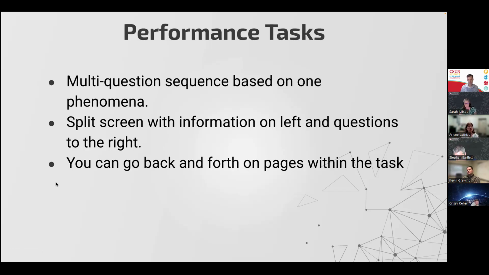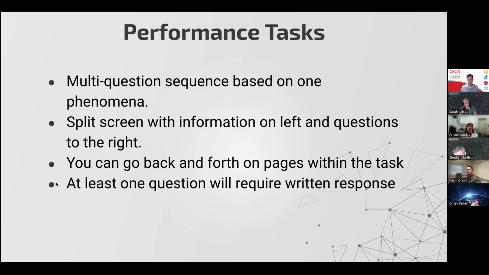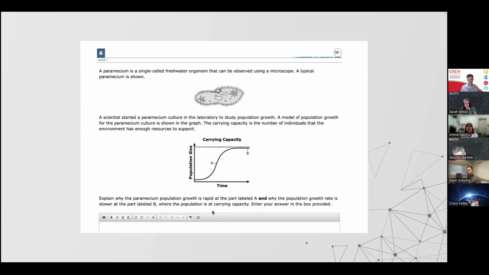So if the student is looking at the second part of the phenomena, they can go back and read the other part in case they needed a reminder for themselves. And then every performance task will have a written response as one of the questions that's attached to it. Okay, so definitely writing is something that students are going to need to do. Now we're going to look at a question, and then look at a rubric and analyze some student work.